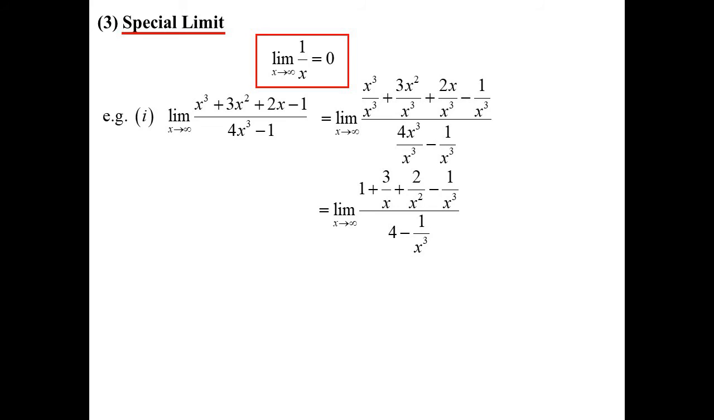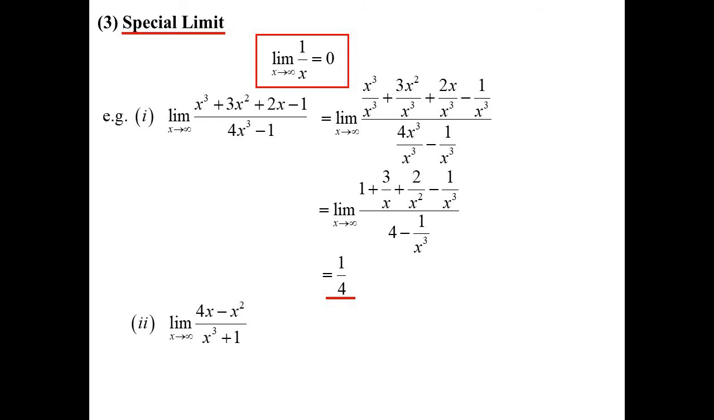Now by our special limit, we know each one of those fractions will become 0. So I end up with an answer of 1/4 for my limit. Now there's a quick way of doing that, because essentially what will happen is we will just be left with the coefficients of the highest power.